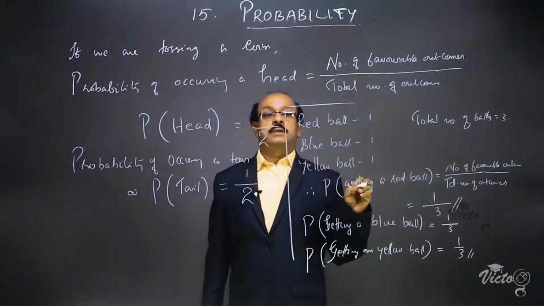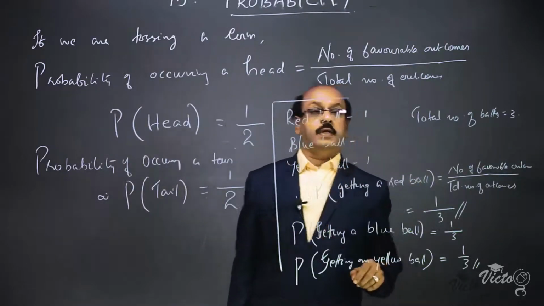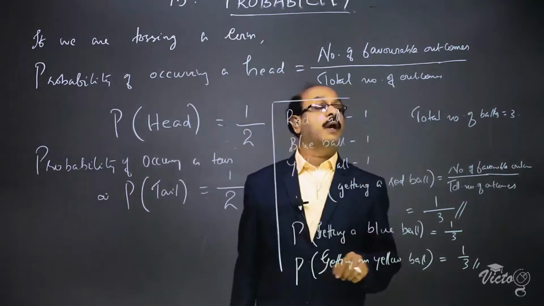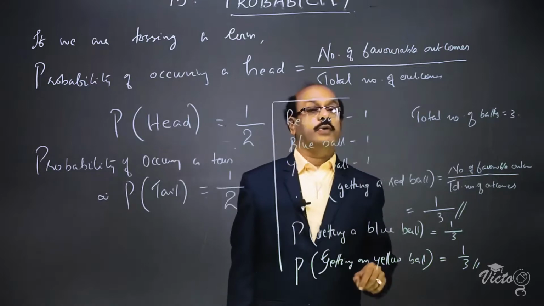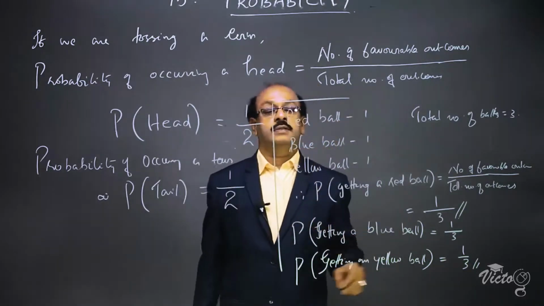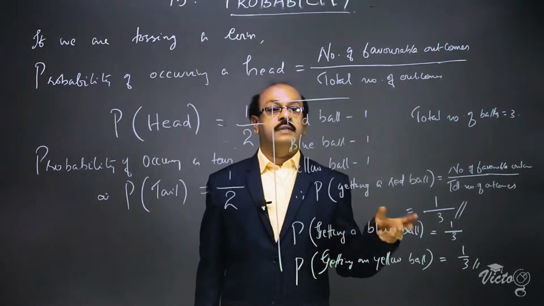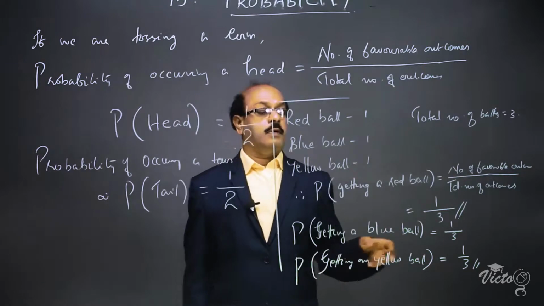Now we are finding the probability in both cases using the formula: number of favorable outcomes divided by total number of outcomes. This is the formula we are using to find the probability in both cases. We will do more examples and more problems on this chapter in the next classes.